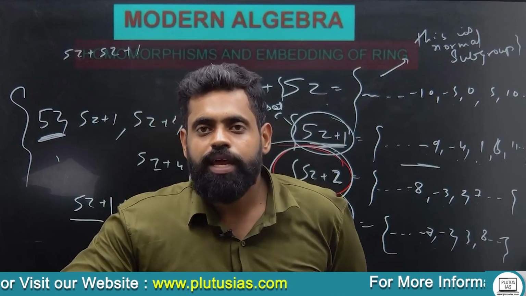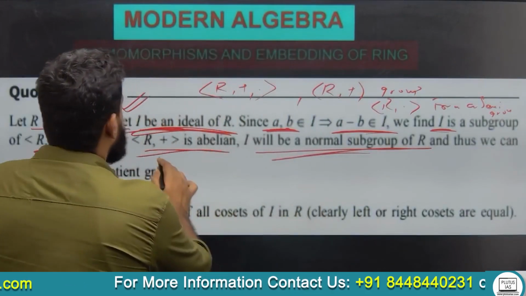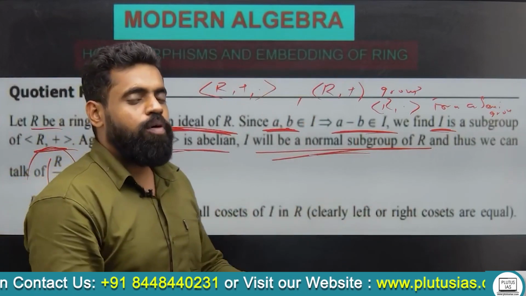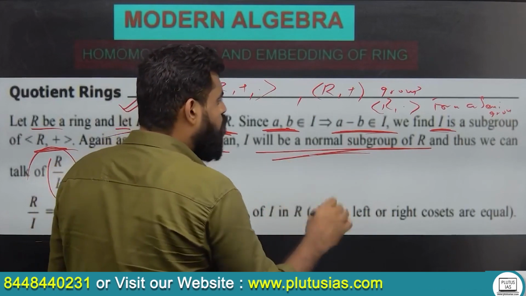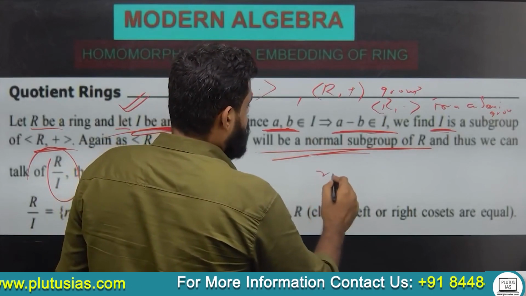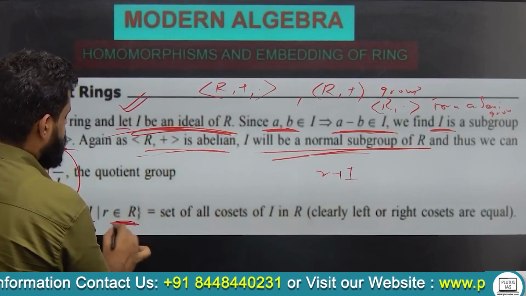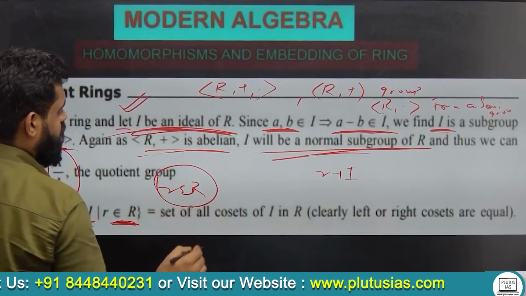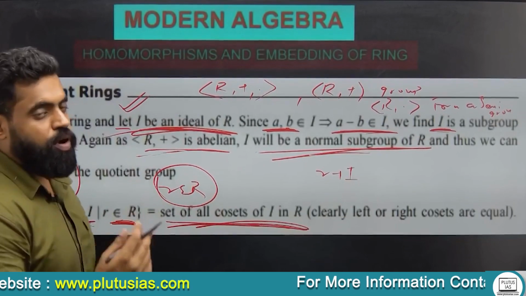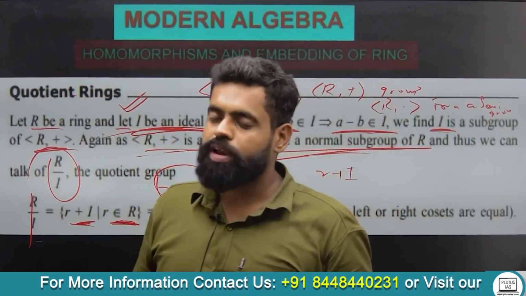So what are we doing here? Suppose we take this in the general form: R is an abelian group and I is a normal subgroup, and we collect all the cosets formed by I, that is, R plus I, where r belongs to the parent ring or parent group. Then this is the set of all the cosets of I. What is a quotient group? I told you what a quotient group is. If you understand the quotient group, you will understand the quotient ring.